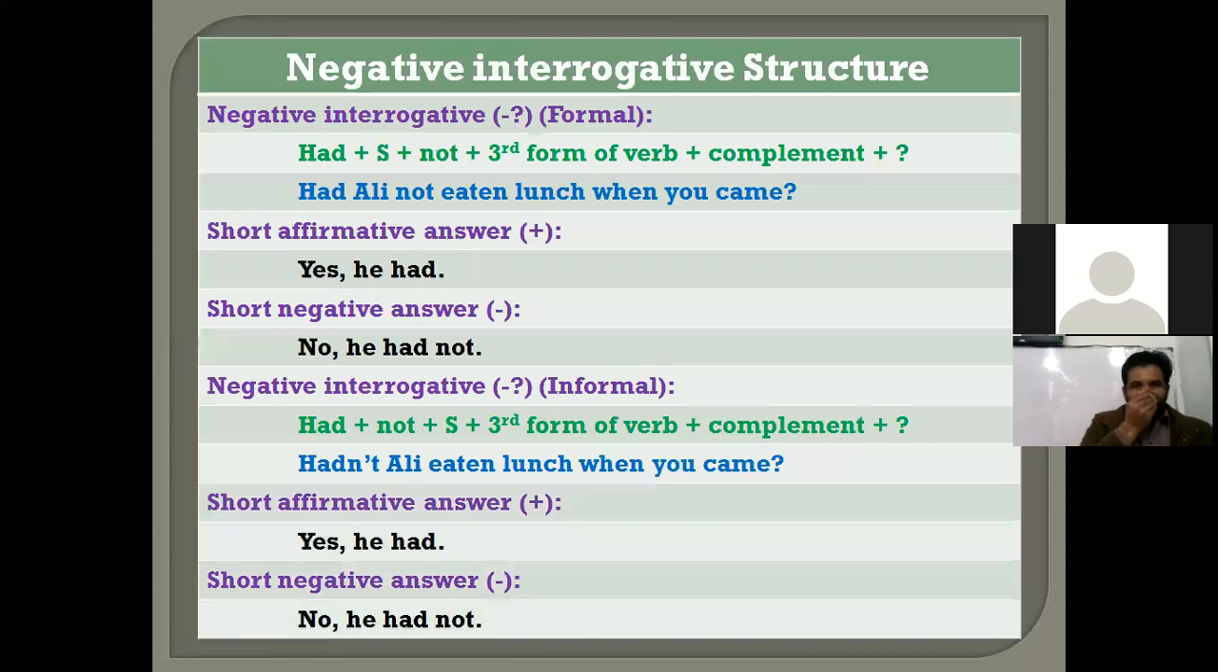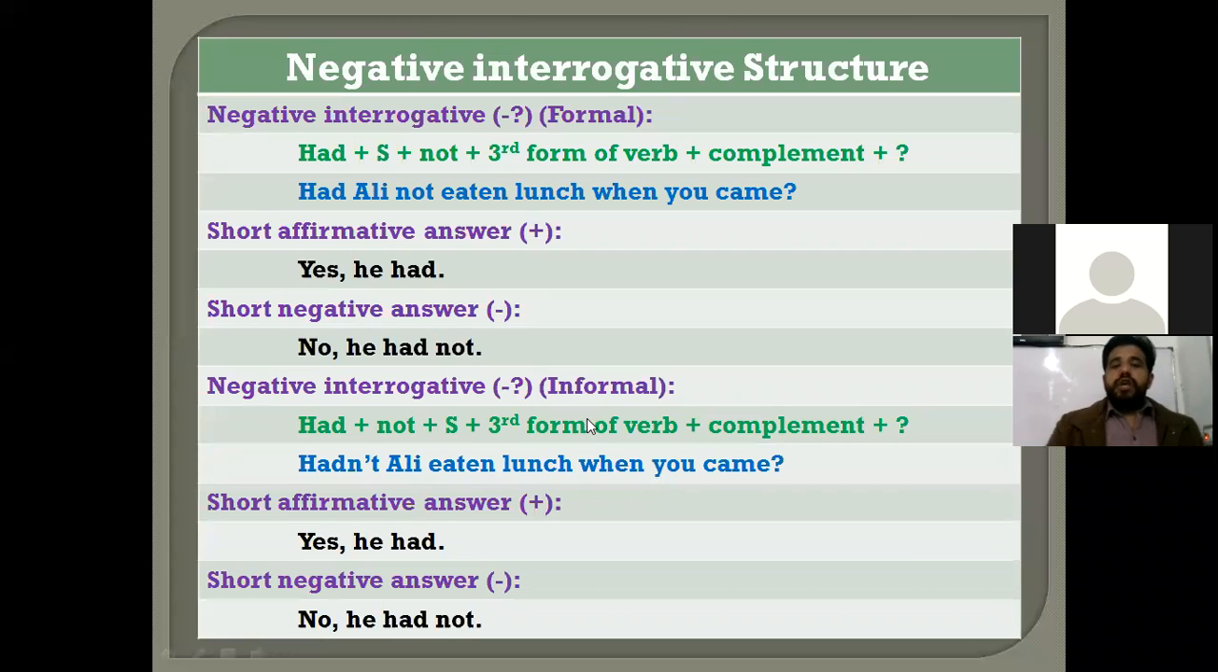Negative interrogative structure. In a negative interrogative structure formal, you will use had in the start, then we have subject, then we have not. Means in negative interrogative also you will change the place of subject and had. In the negative we have subject and then had, and in negative interrogative formal you will have first of all had, then subject, then not, then third form of verb, then complement. So had Ali not eaten lunch when you came? Yes he had, no he hadn't.